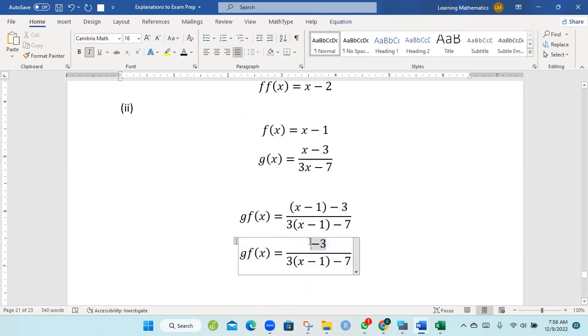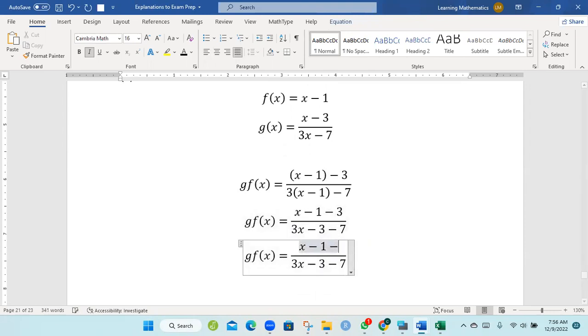So that's x minus 1 minus 3. And then 3x, 3 times x is 3x, and 3 times minus 1 is minus 3, because we clear the brackets. And then we simplify. Minus 1 minus 3, that's minus 4. A negative and a negative is a negative. And minus 3 and minus 7 is minus 10. So g of f of x is equal to x minus 4 over 3x minus 10.